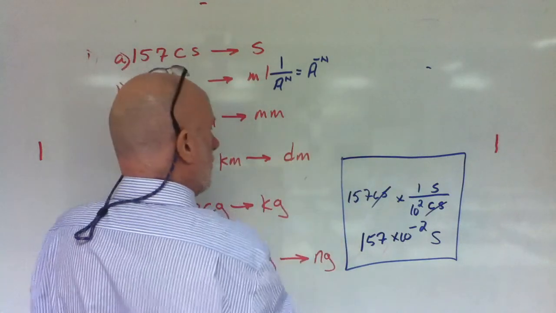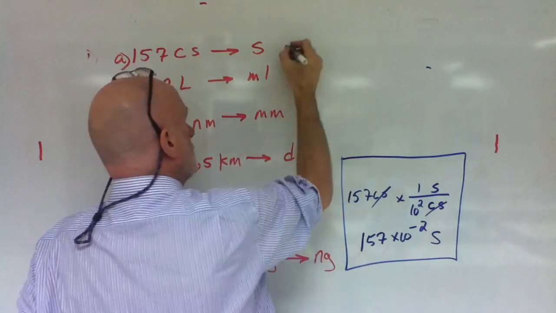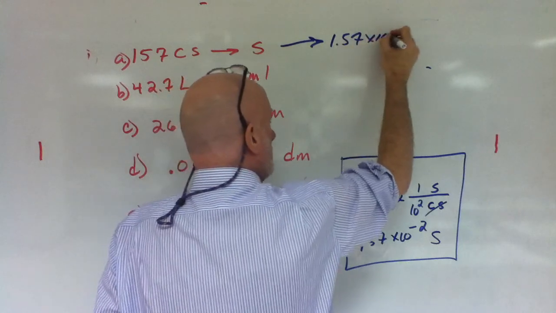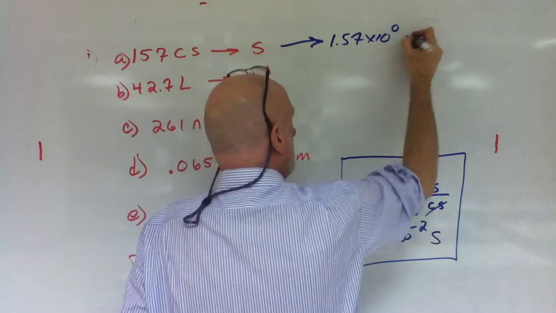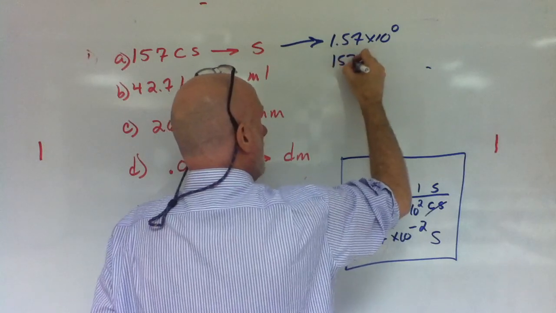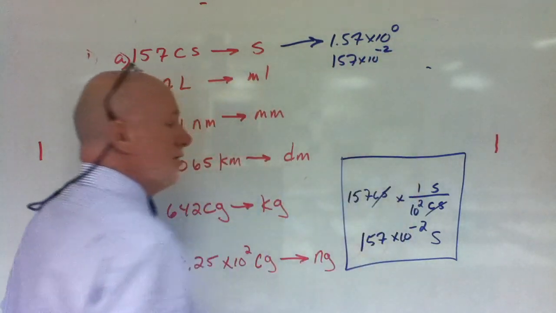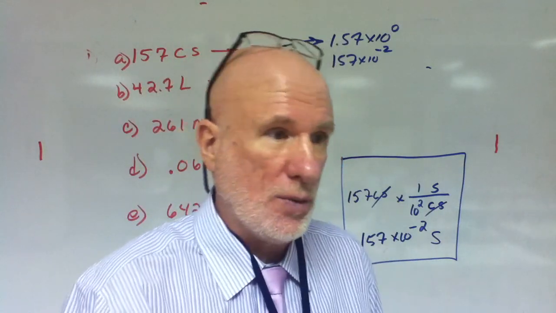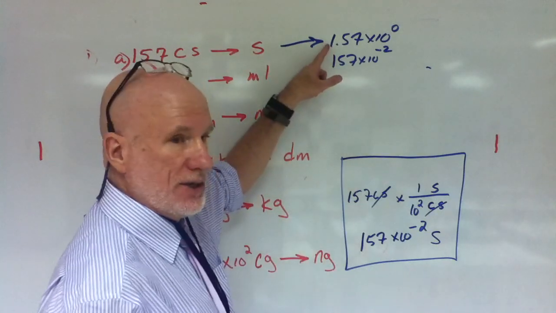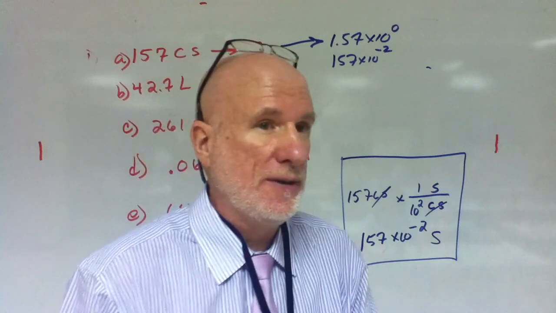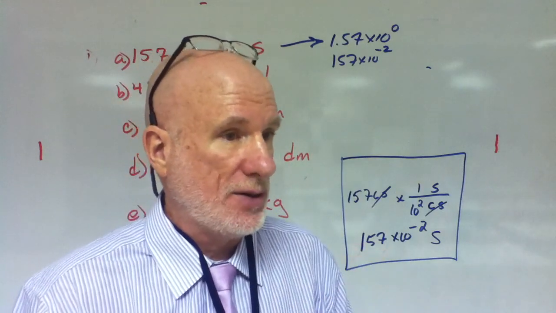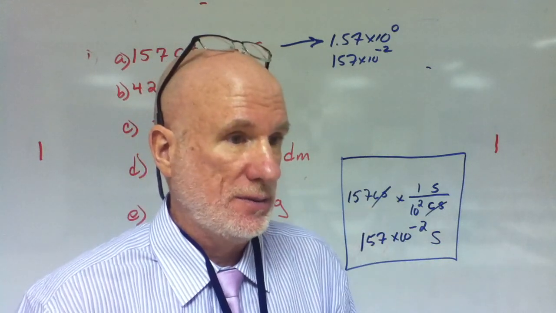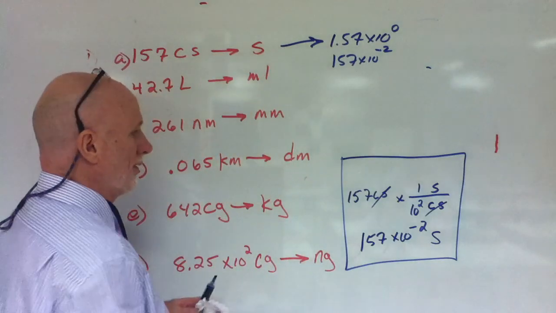So the answer to the first one is 1.57 times 10 to the 0, or what? 157 times 10 to the negative 2. Either way, that's fine. Unless I said, put it in scientific notation. Clear? You ought to be able to work with both. This is base 10 notation. This is scientific notation. Scientific notation is a particular type of base 10 notation whereby there's only one significant figure to the left of the decimal. Clear? You get it? With me? Okay.